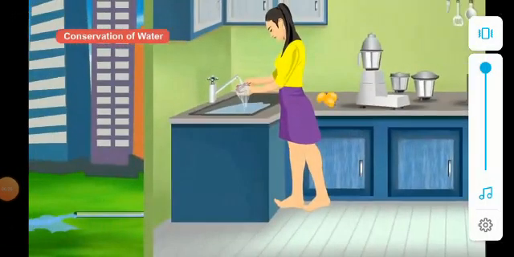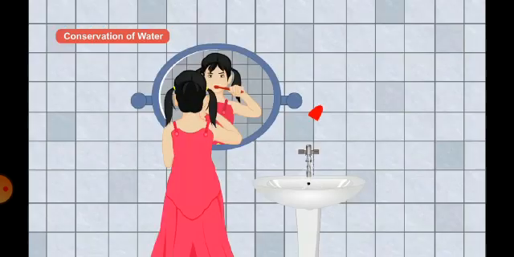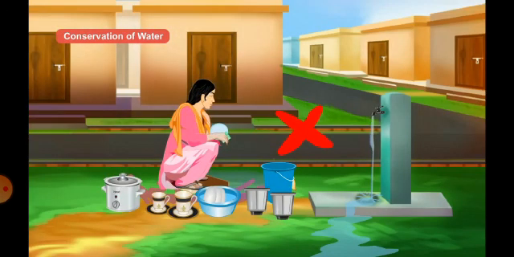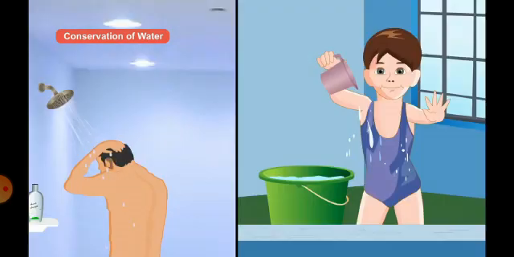Conservation of water. We now understand the importance of water for the survival of all the living organisms. As the water available for us is only very little, there is a need for conservation of water. Never waste water. This is the best method of conservation. If possible, try to reuse it. For example, water used for cleaning dishes can be redirected to plants. Some of the tips for saving water. Never leave the tap open while brushing or cleaning dishes. Do not leave leaky taps as such. Get them repaired. Take a bath with water from a bucket rather than using a shower.